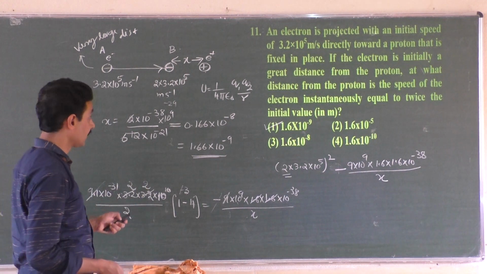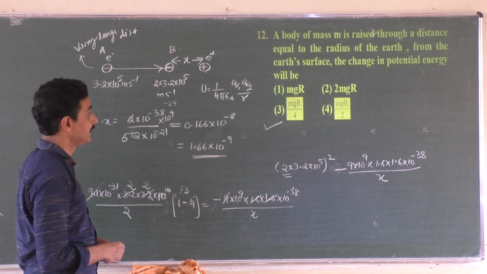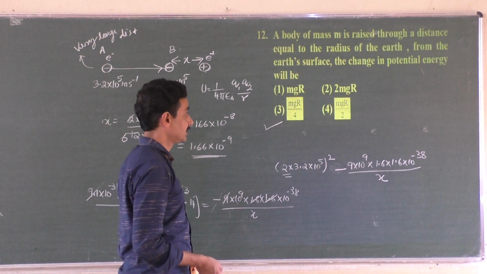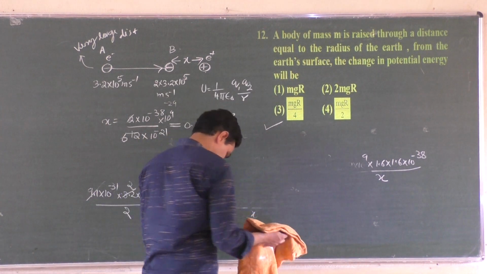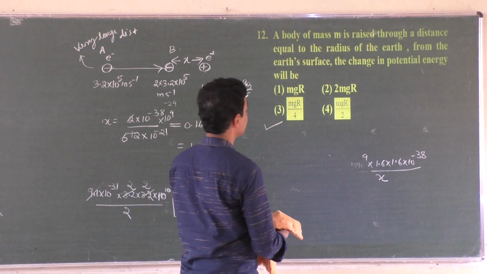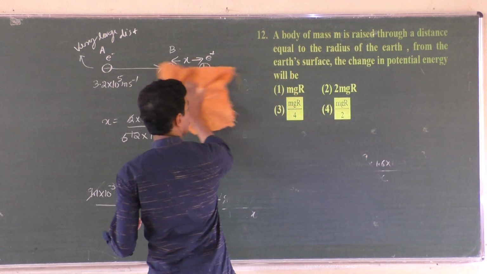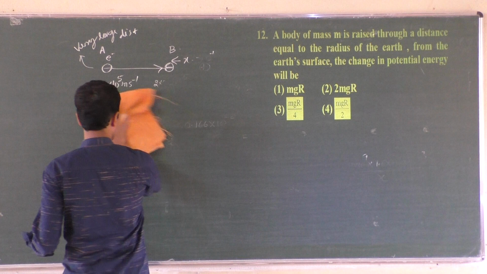We will go to the next one, 12th one. A body of mass m is raised through a distance equal to the radius of the earth from the earth's surface. The change in potential energy. Very similar problem once again. A body of mass m is raised through a distance equal to the radius of the earth from the earth's surface. Change in its potential energy is, yes.